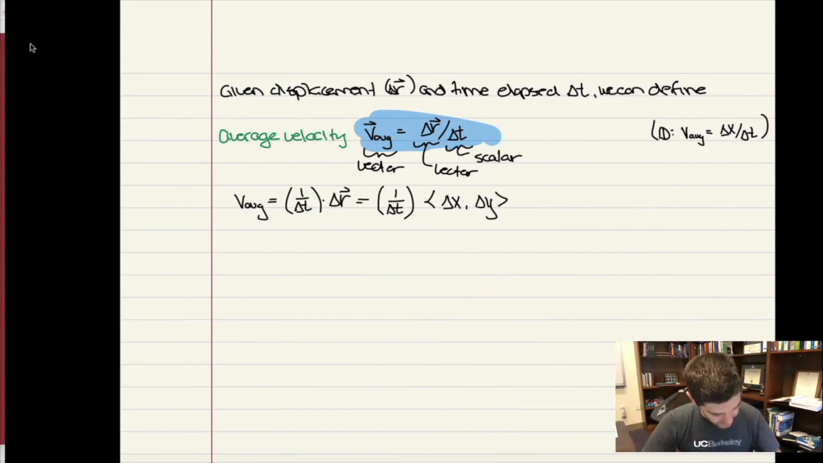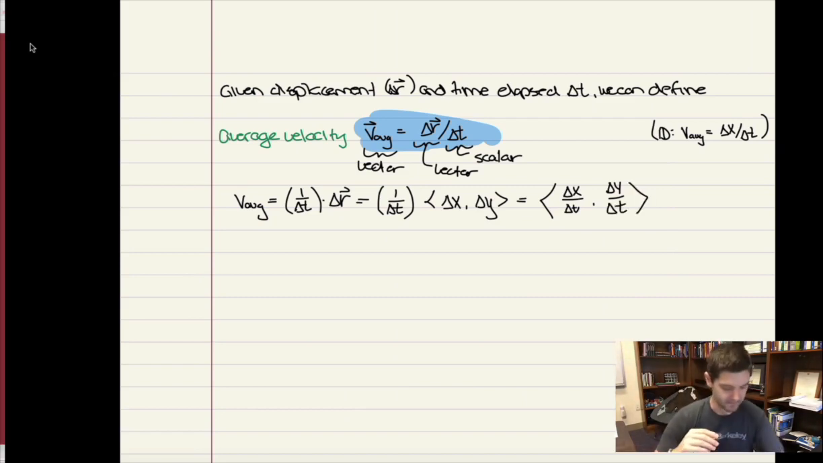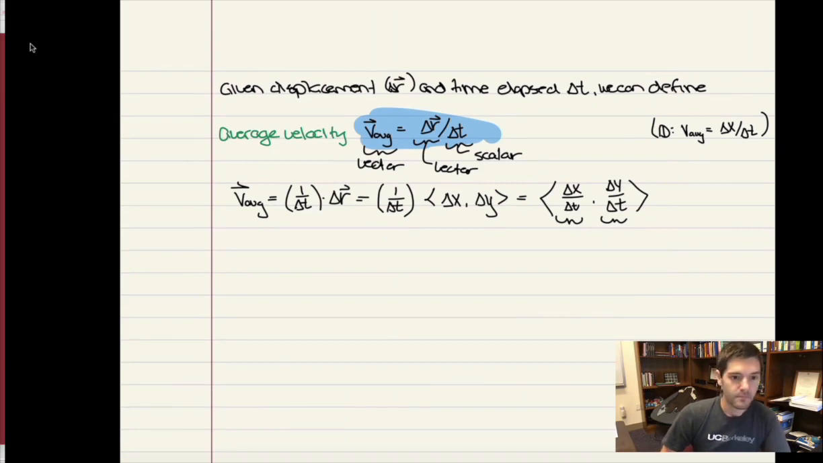But with scalar multiplication, this becomes nothing more than just delta x over delta t, and this is delta y over delta t. The average velocity, and notice these look a lot like the 1D average velocities. So the average velocity vector, in this case, is just a vector of the one-dimensional average velocities. The average velocity in the x direction, that's the first coordinate. The average velocity in the y direction, that's the y coordinate. If there's a z coordinate, it goes on and on. So then we can calculate that.